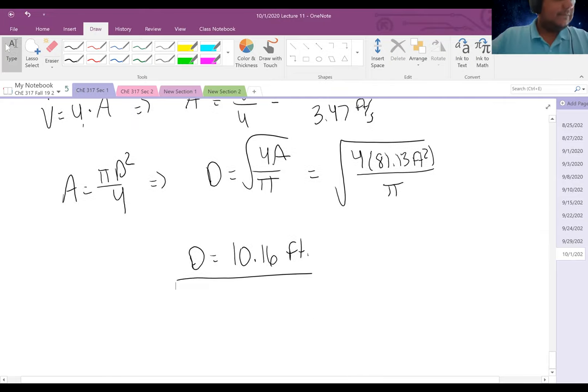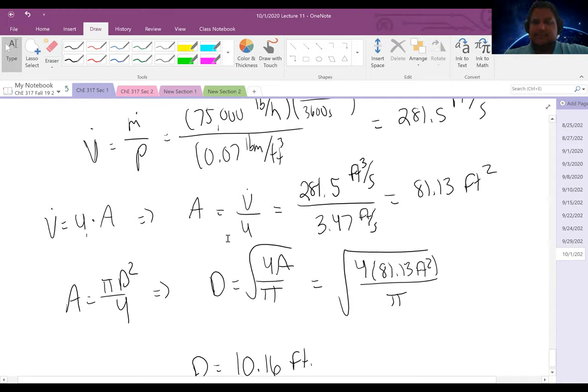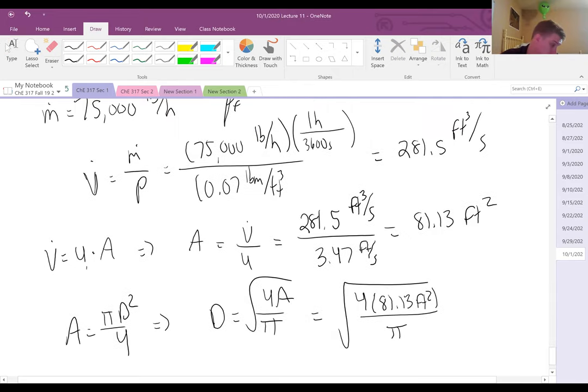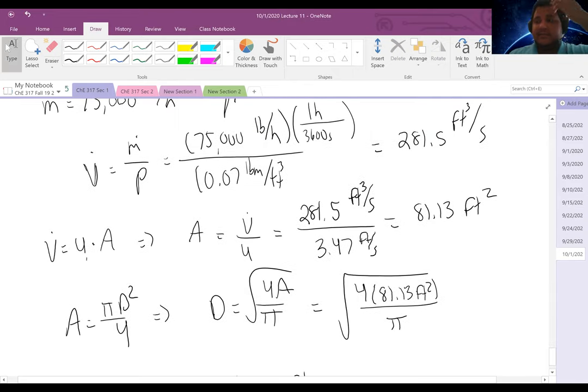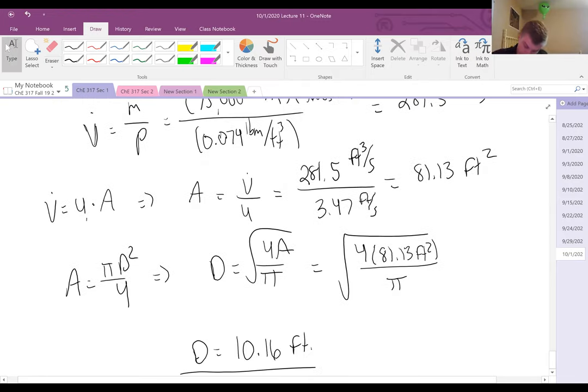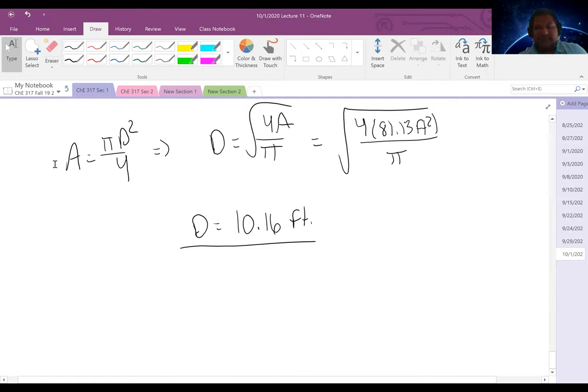Any questions on that example? So we don't use the particle density, we use the fluidization density. So whatever more you have of, that's the density we're going to use. For which part? Whenever you find your volumetric flow rate, you divided by the sand density. No, I divided by the fluid density, which was 0.074. The particle density was 60. The fluid density, okay. And I get the necessary diameter of 10.16 feet.